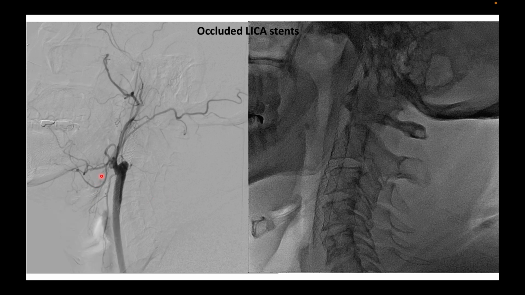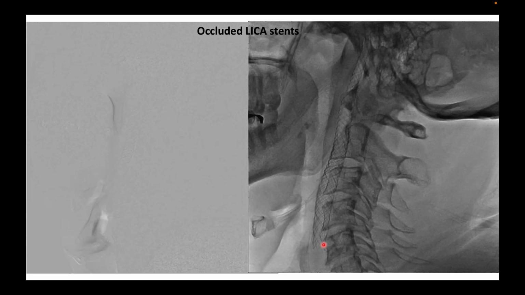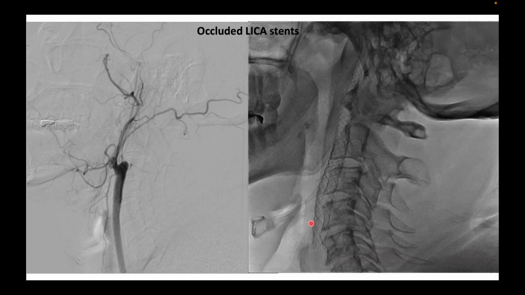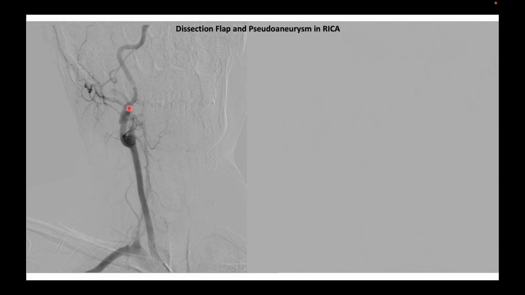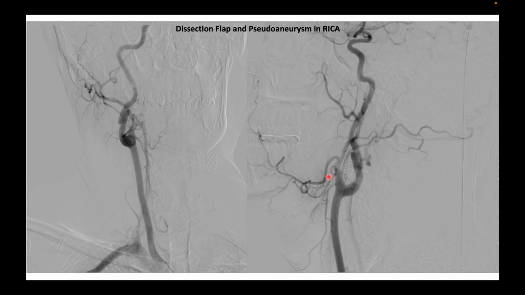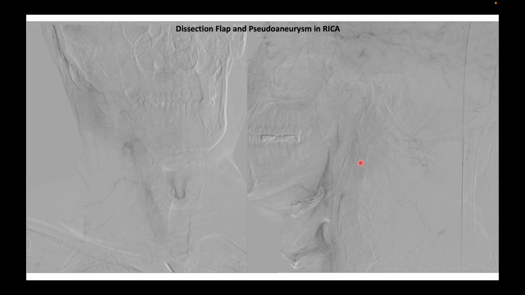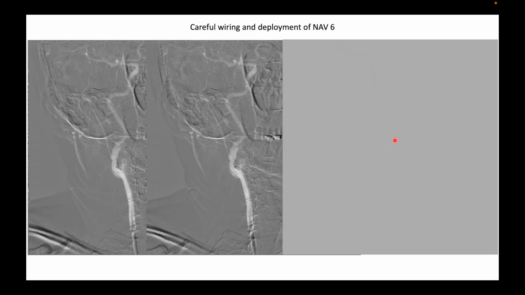The left internal carotid stents were occluded. These were Casper stents here. You can see the markers that are visible here. These are peculiar markers for the Casper stents. These were totally occluded. And you can see here a dissection flap, a white line seen in the left internal carotid artery, and the pseudoaneurysm. Now this is the right internal carotid artery, and again that's the white flap of the dissection and the pseudoaneurysm that you can see. So careful wiring was done, ensuring that the wire goes through the true lumen, and then a NAV6 filter was deployed.